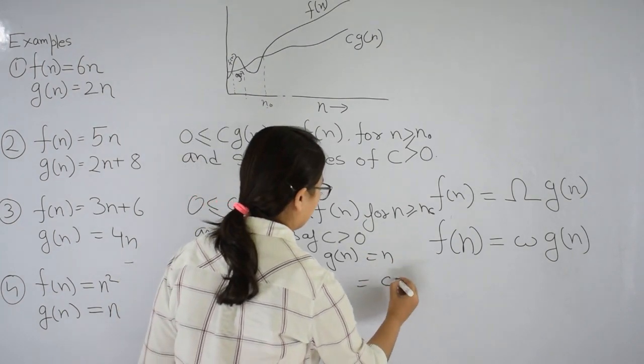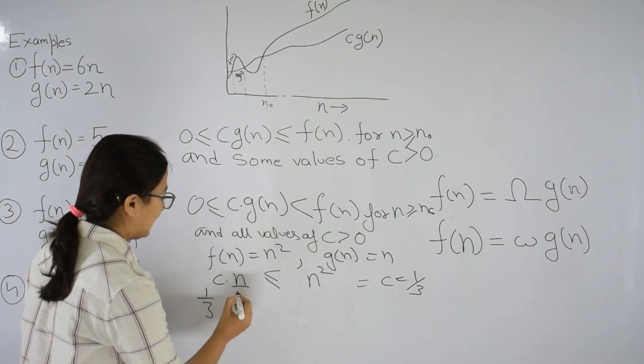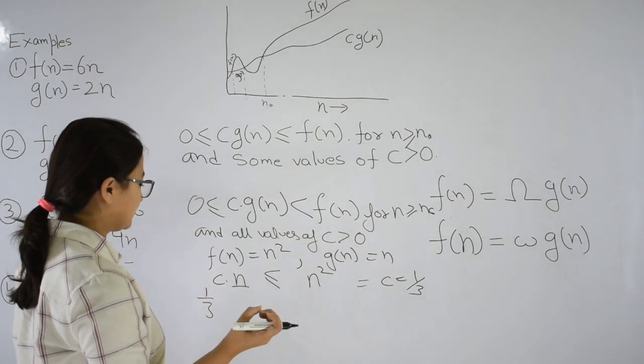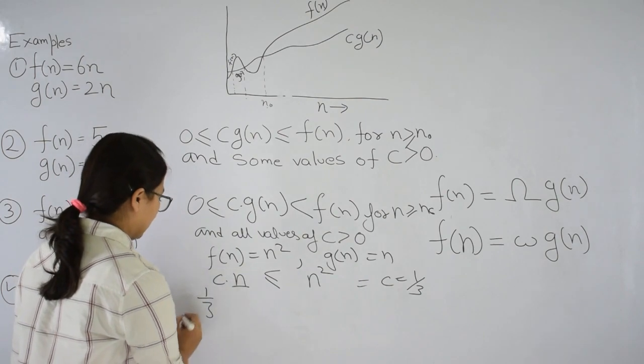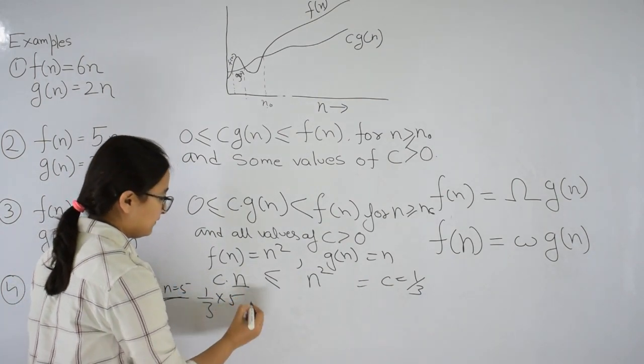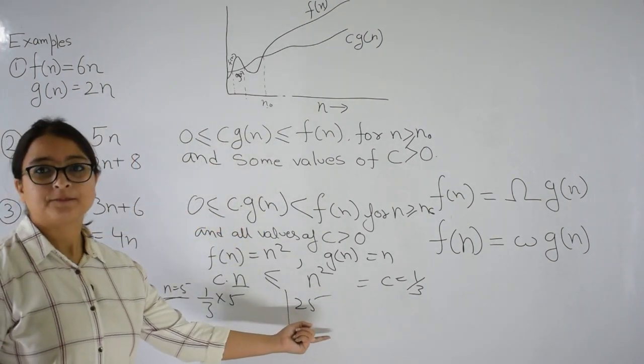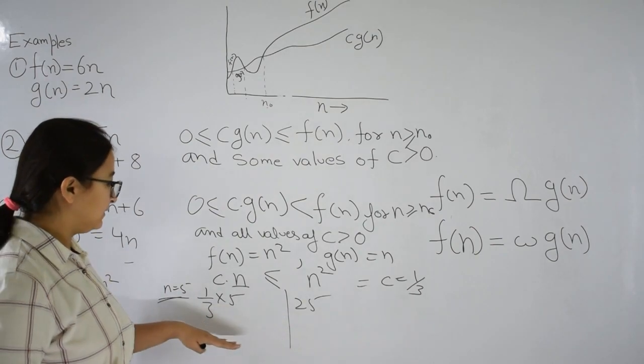Okay, you take c is equal to, let's say, 1 by 3. So c is equal to 1 by 3 into n. Let us take n as, okay, let's start with, let's say, what happens at n is equal to 5. So 5, and this will be 5 square, 25. So this is obviously less than this, okay?